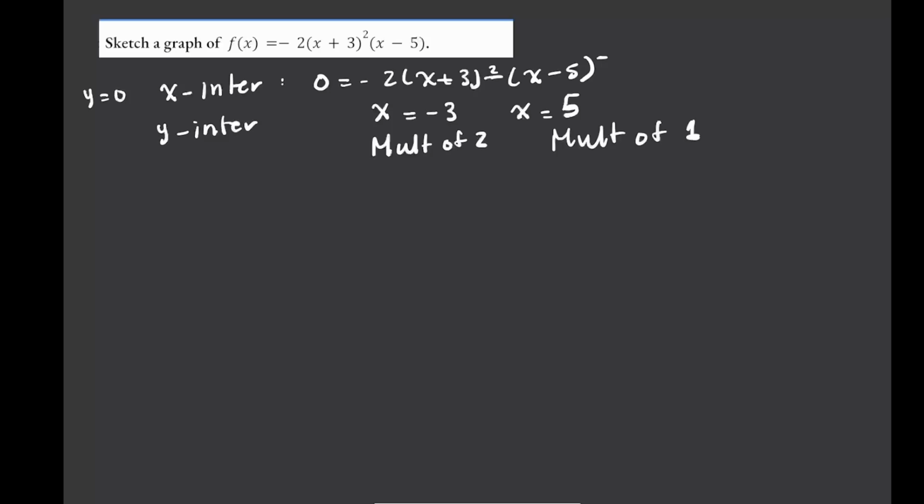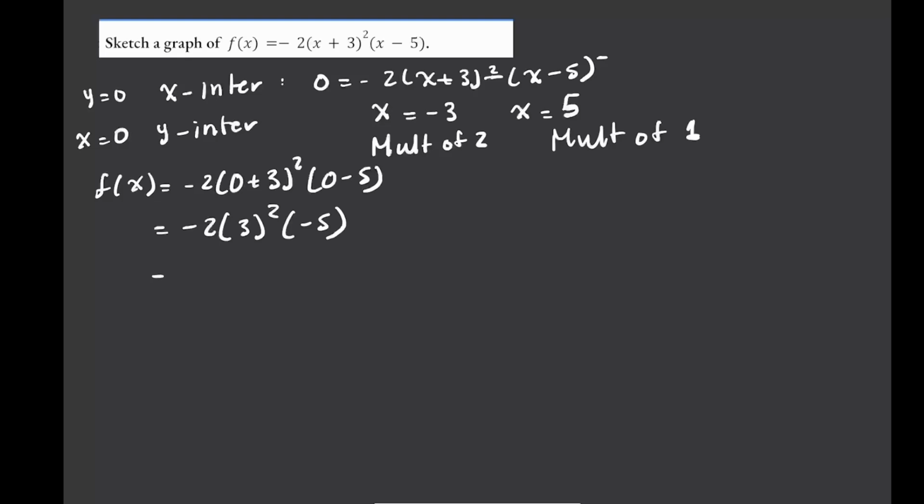So with these two, now I need to find my y-intercept, and that's when x is equal to 0. So I set x to 0 in my function: negative 2 times (0 plus 3) squared times (0 minus 5), which is negative 2 times 9 times negative 5. That equals 10 times 9, which is equal to 90. So I have my y-intercept at 90.